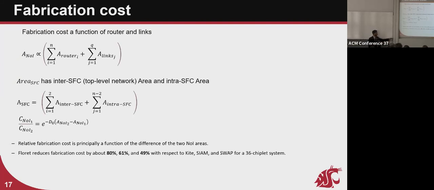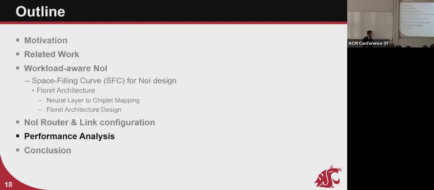with respect to counterparts, which are Kite, SIAM, and SWAP for the 36 chiplet system. And this improvement actually increases because as the system size scales, FlowRate is linear, whereas other cases are not. We'll look into it later again when we talk about the conclusion.